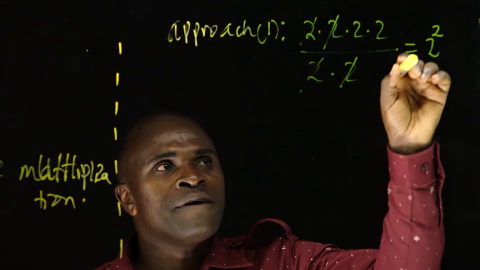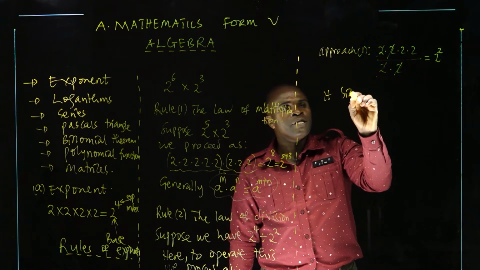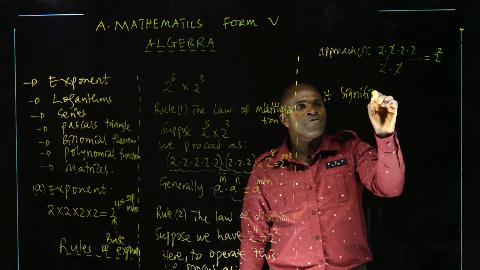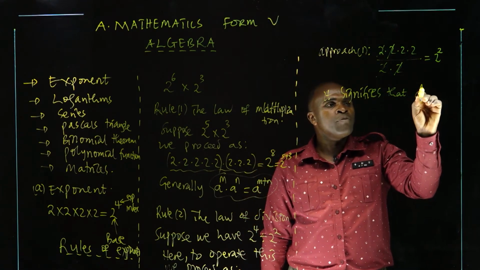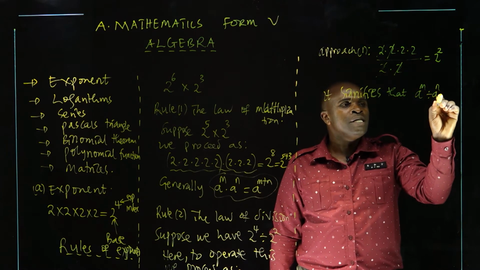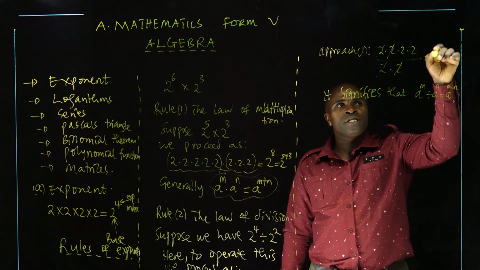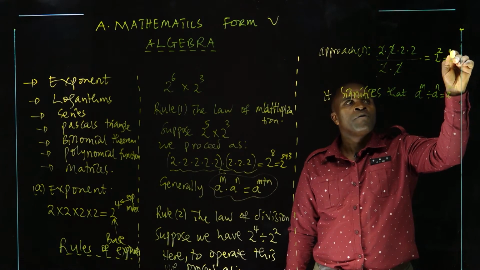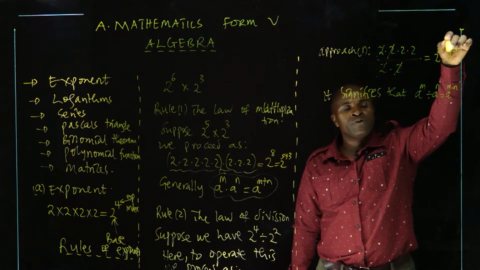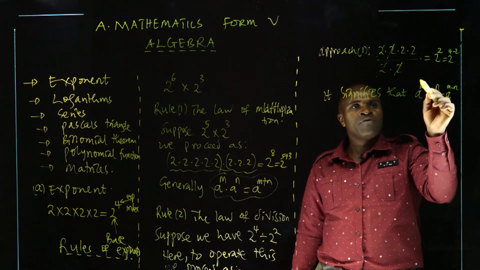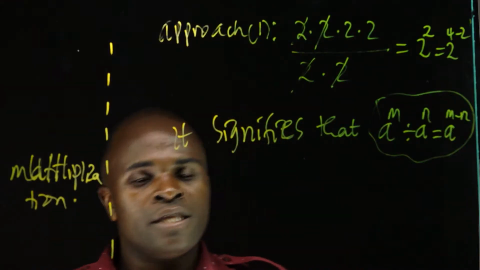So what does this signify? It signifies that a power m divided by a power n is the same as a power m minus n. Because you can see it was the same as taking 2 power 4 minus 2. Because we have just treated the exponent, the index, as the one which we have operated on. So this is one of the most important rules also. We are going to work on this one. Thank you very much. And then we proceed.